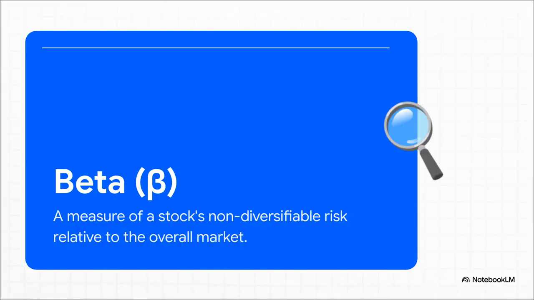And honestly, beta is kind of the hero of this whole story. It's the one number that tells us exactly how much of that non-diversifiable market risk a stock is carrying. A beta of 1 means the stock moves pretty much in lockstep with the market. If it's greater than 1, it's more volatile. And if it's less than 1, you guessed it, it's less volatile.